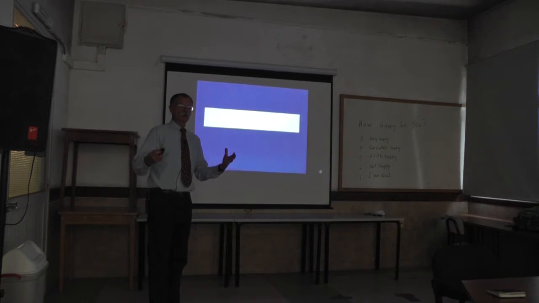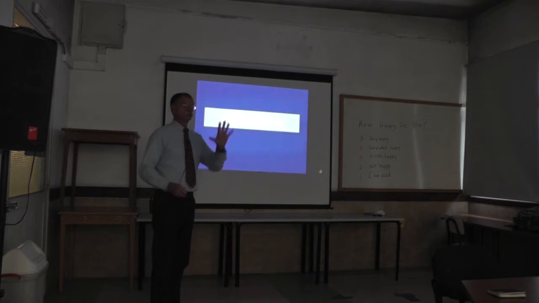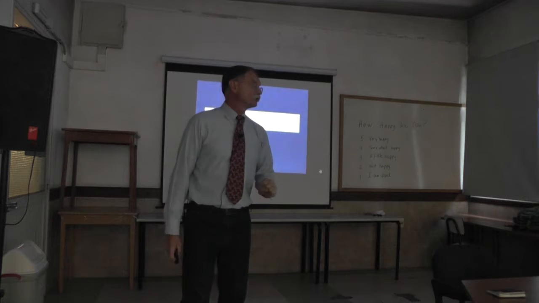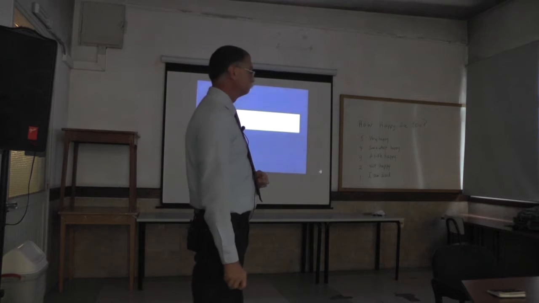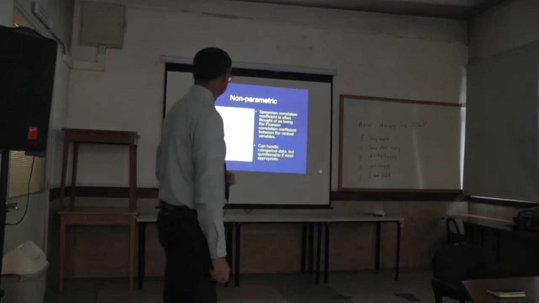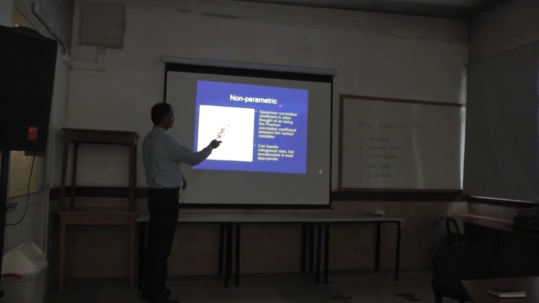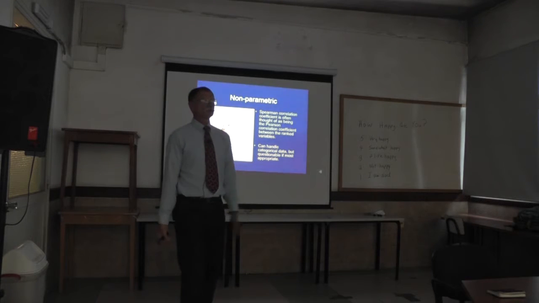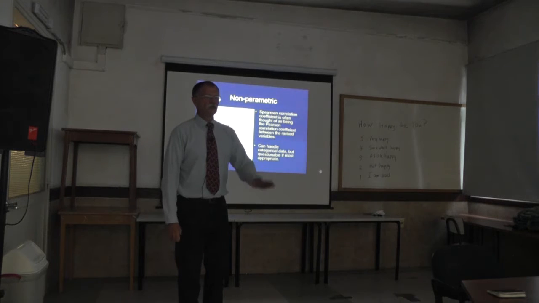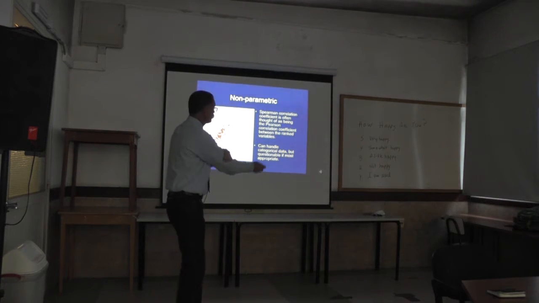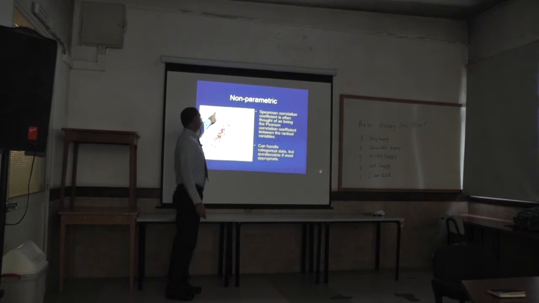The Pearson product moment correlation, also just called the Pearson, is a parametric analysis. The non-parametric version of this is called the Spearman correlation. And again, computers are stupid. They'll do what you tell them. If you have this kind of non-parametric data and you run a Pearson correlation, it will give you a number.